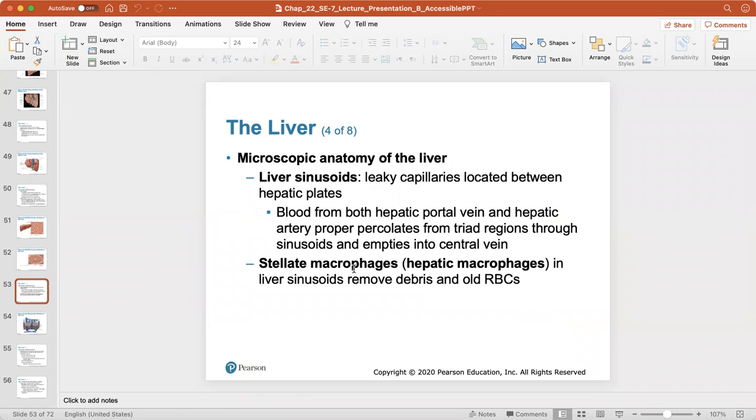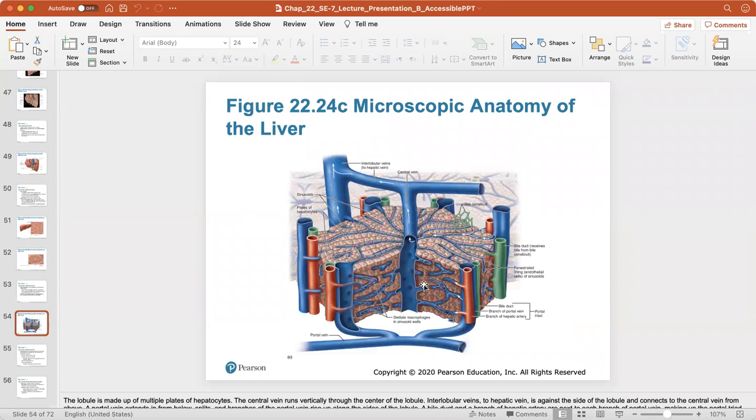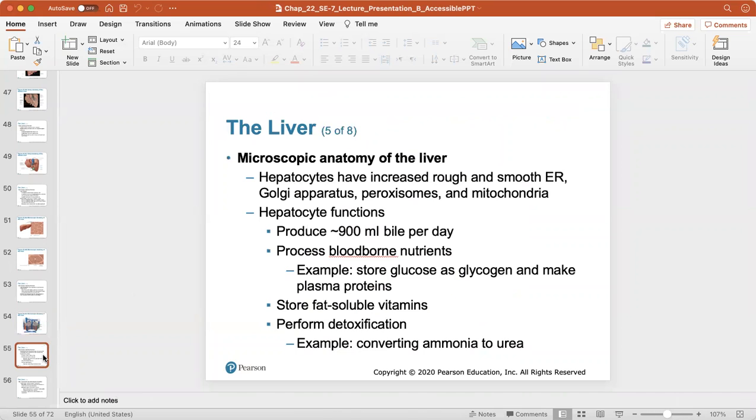And then you have macrophages within these sinusoids, which remove debris and old red blood cells. So this is a good picture to study. The portal veins are always carrying nutrient-rich blood from the intestines. You can see the arteries in red bringing oxygen, and then the bile ducts, which are receiving bile from the canaliculi, which are producing the bile. And then the bile ducts will eventually take the bile to the gallbladder to store.